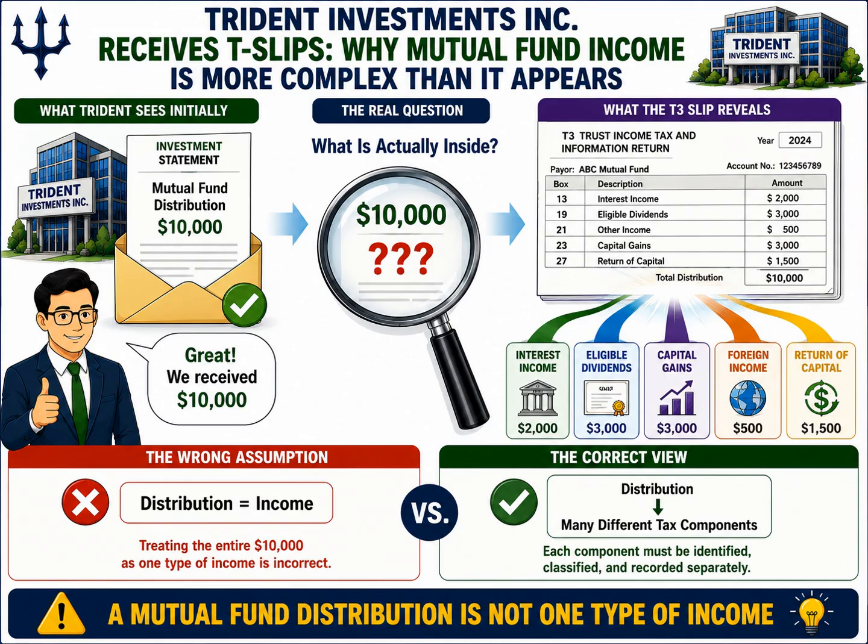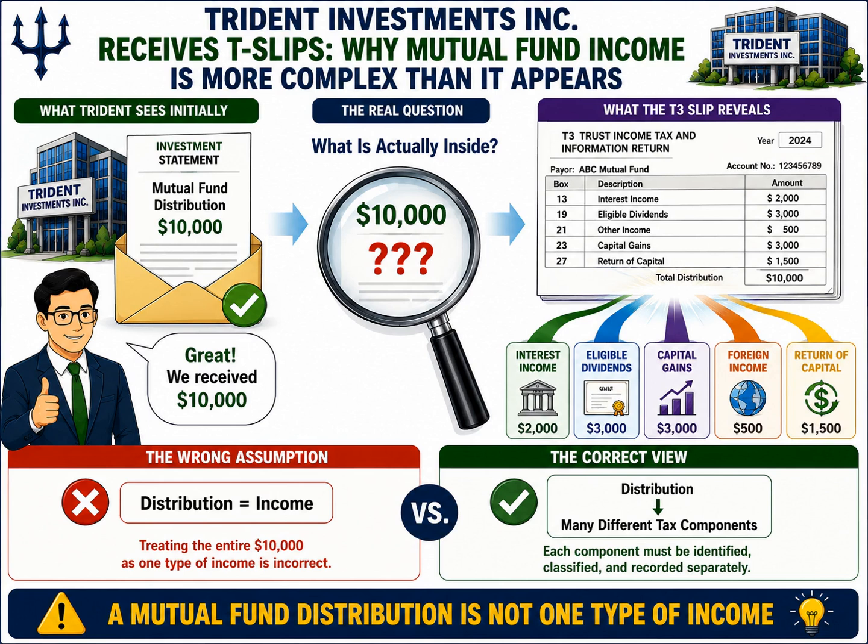At year-end, the corporation receives an investment statement showing a mutual fund distribution of $10,000. At first glance, this seems straightforward. The corporation sees a single amount and may assume that the entire $10,000 represents one type of investment income. That assumption is exactly where many accounting mistakes begin.